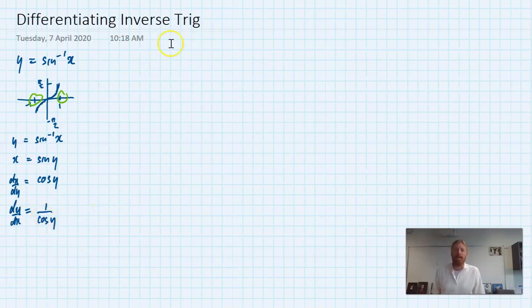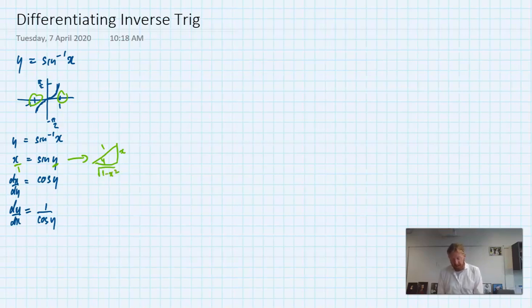Now this is okay, but I've got cos y. I want everything in terms of x. I want dy dx in terms of x. To get it in terms of x, I'm going to come back to this line here and draw a triangle. The sine of angle y is equal to x on 1. Just think about that. The sine of angle y is equal to opposite on hypotenuse. A bit of Pythagoras' theorem will give us that this side here is the square root of 1 minus x squared.